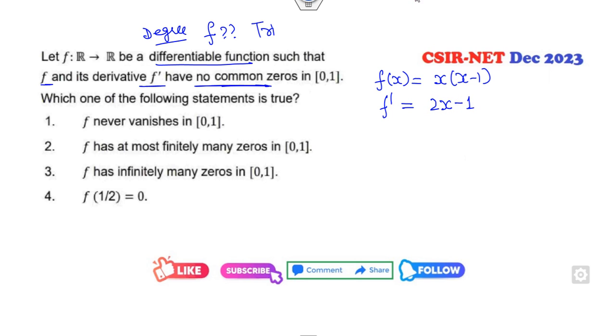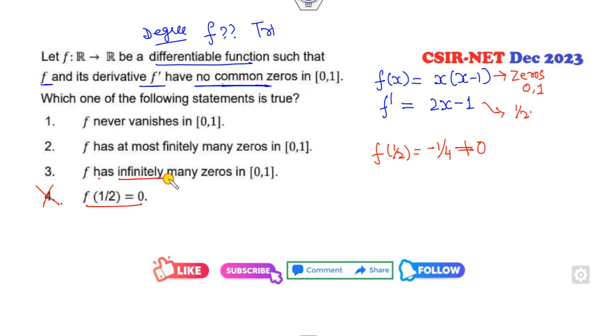2x minus 1. So clearly say what are the zeros of this f? 0 and 1. What are the zeros of this? There is no common zero. Fine. So this function satisfies my property. Look at that. What is the f of half? Minus 1 over 4, which is non-zero.